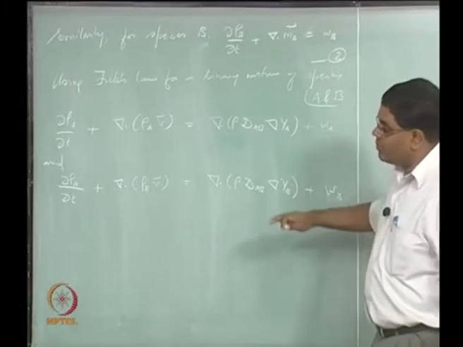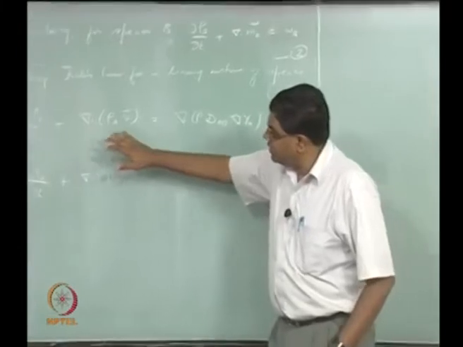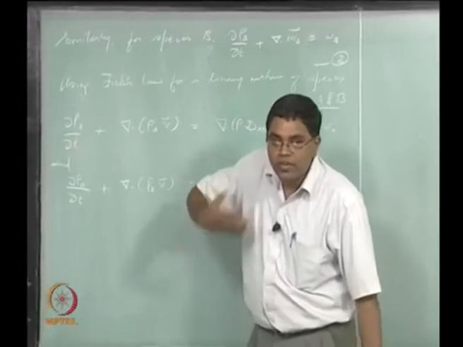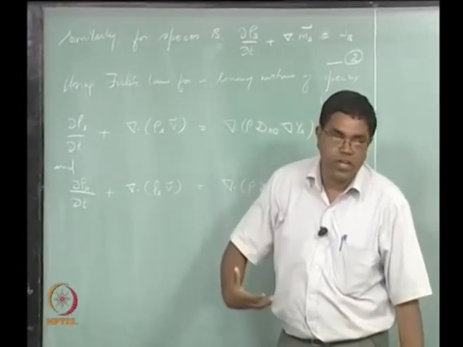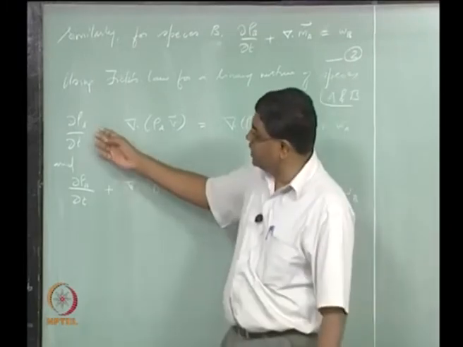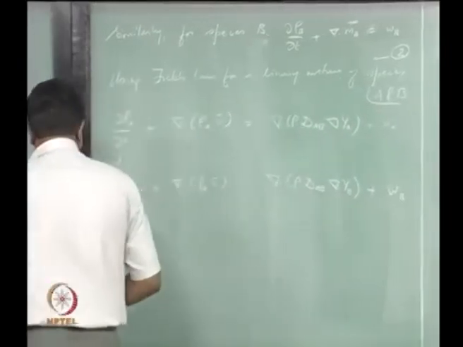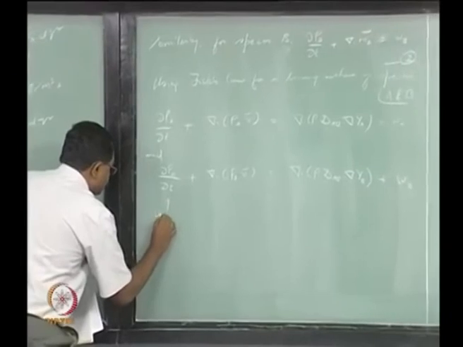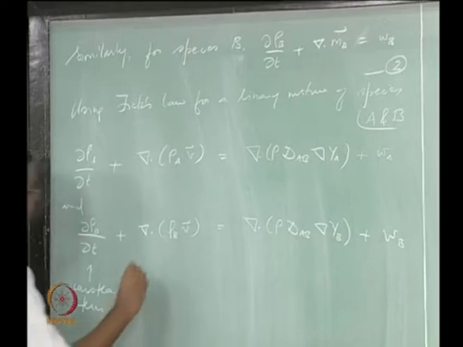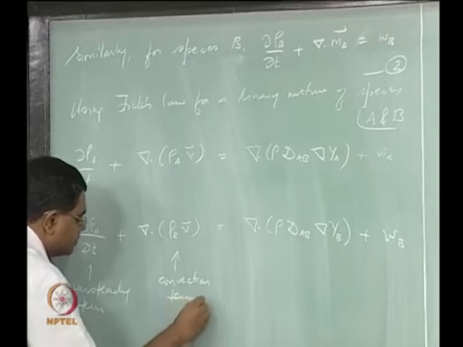Now what happens when you try to add these two? Before we do that, we can begin to see that this is the unsteady term, because the process could be unsteady. We have a rate of depletion or generation, or accumulation, of A in an unsteady process. So this is an unsteady term. This is the convection term, right?